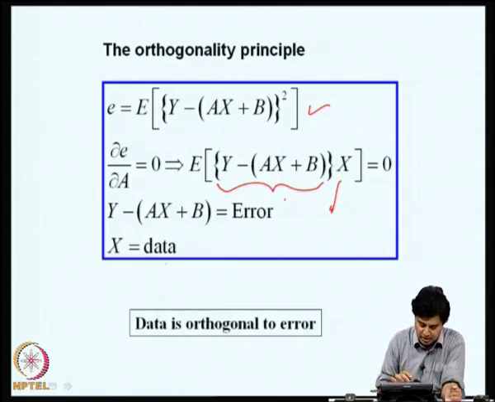So, what is said is that this random variable, which is y minus Ax plus b, is orthogonal to x. Two random variables are said to be orthogonal to each other if the expectation of their product is 0. Now, based on that we say that data is orthogonal to the error.